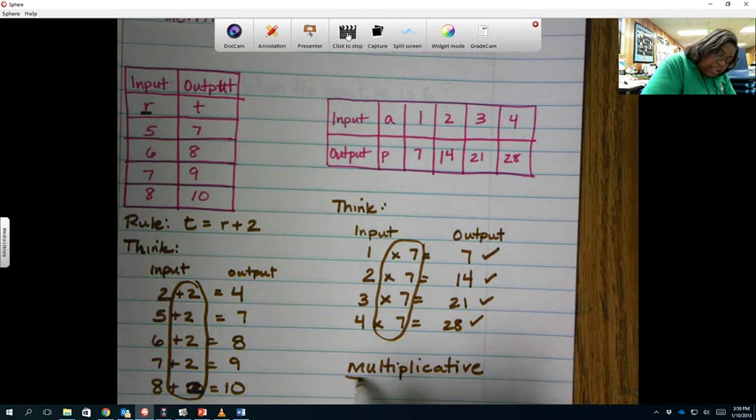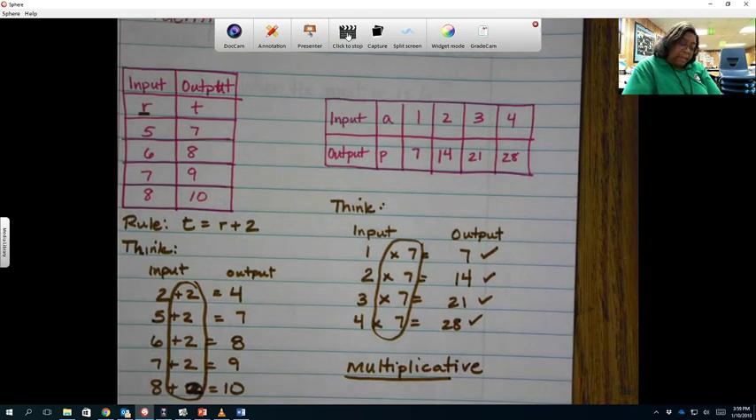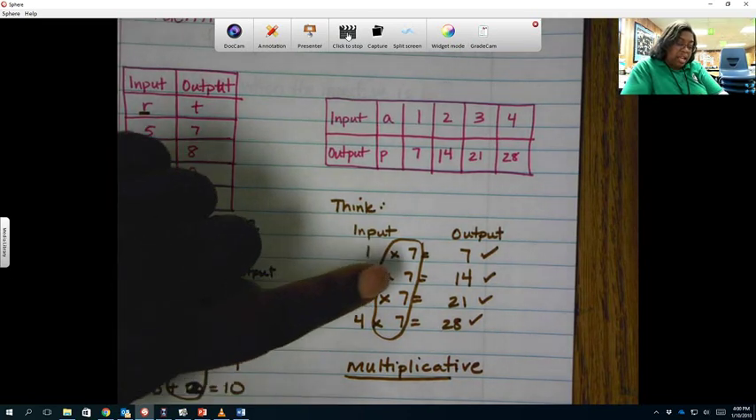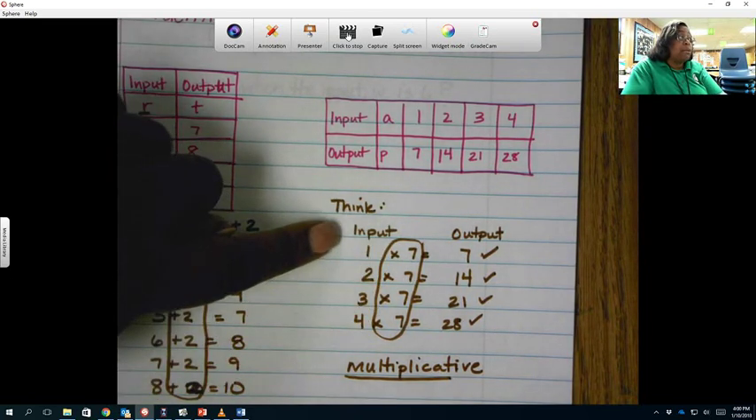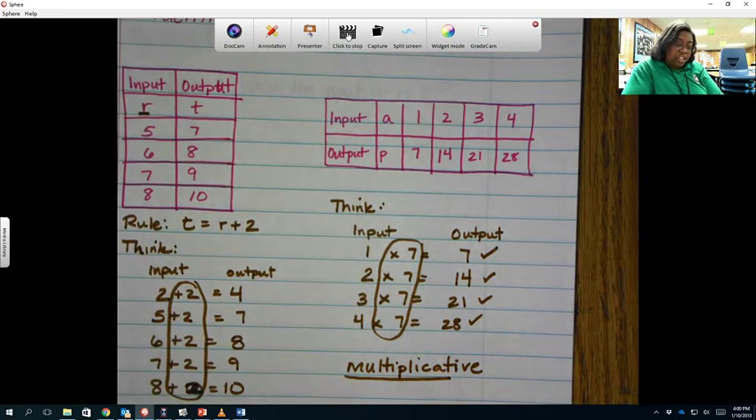Notice that it has multiplication or part of multiplication in the word, so that tells me that I'm multiplying. The relationship between the input and the output is I'm multiplying the same number each time.